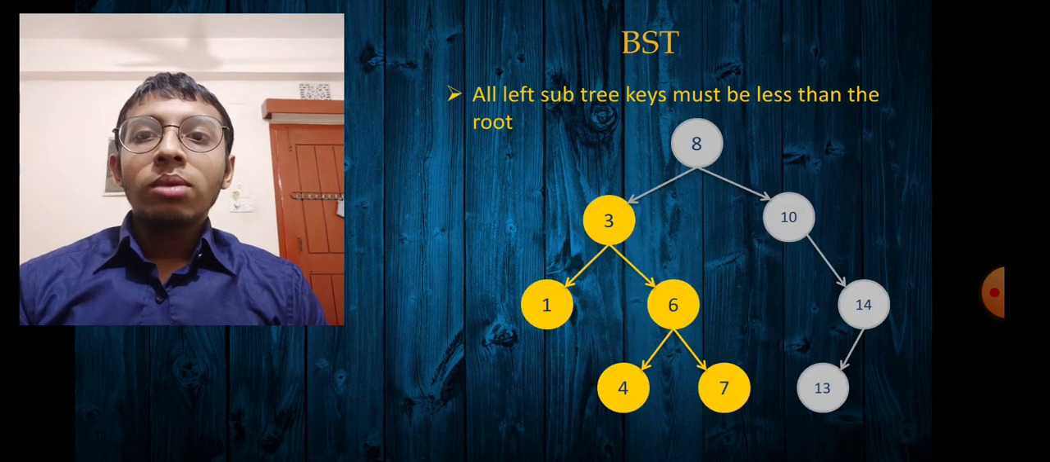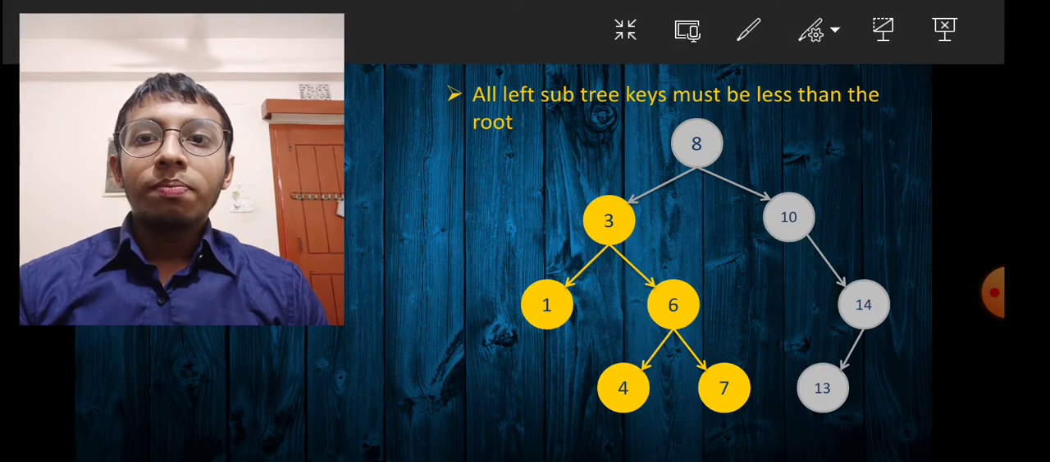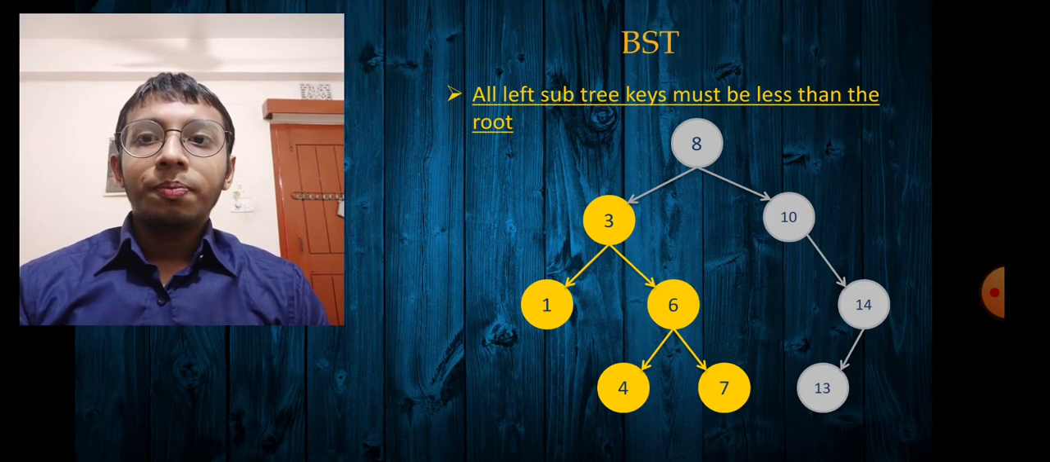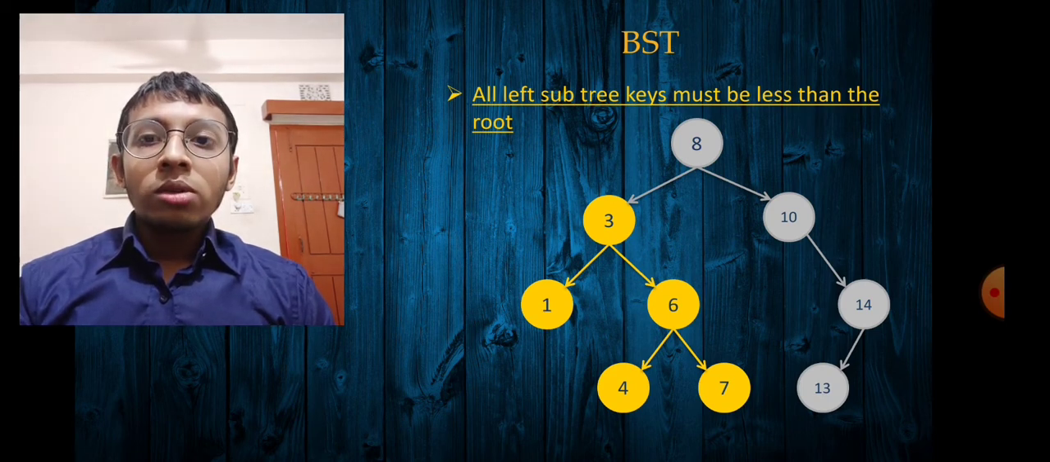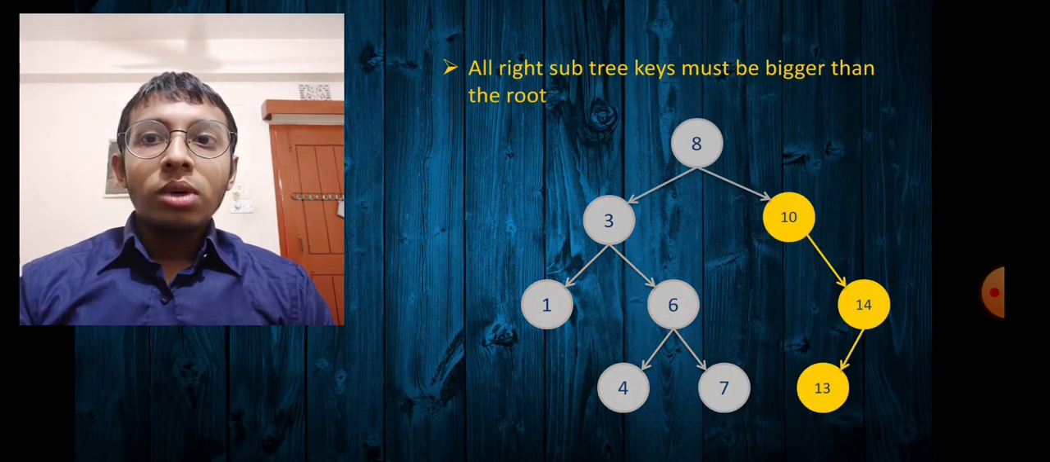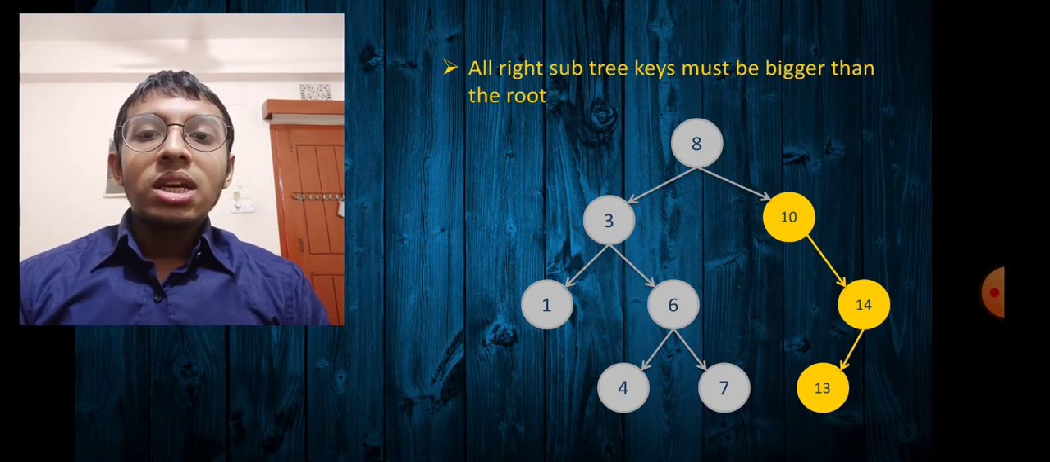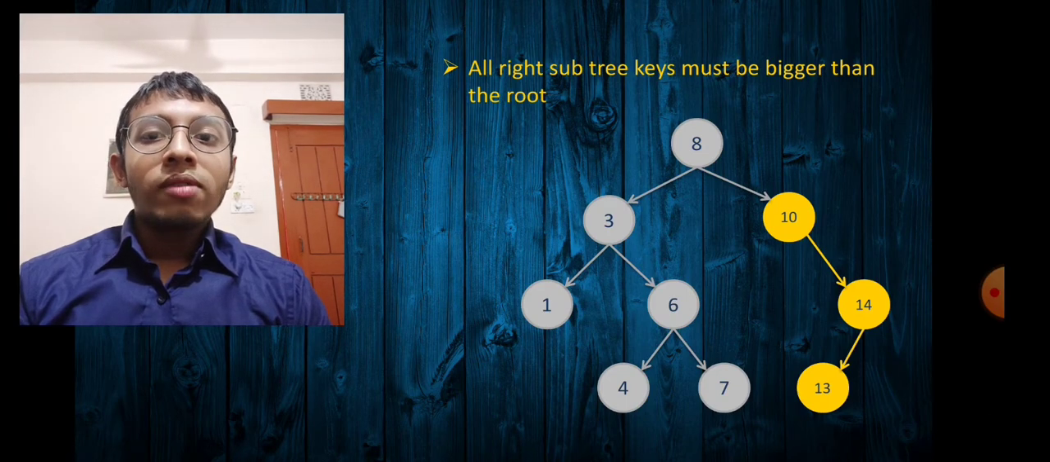As we are working with a binary search tree, we have to know some things. All the left subtree keys must be lesser than the root. Here in the picture we can see the root is 8 and the left child tree is highlighted with a different color. All the values of the left child tree are lesser than 8. Again, the right subtree keys must be bigger than the root. Here the root is 8 and the right subtree is highlighted with another color. All the values of the right subtree are greater than the root.